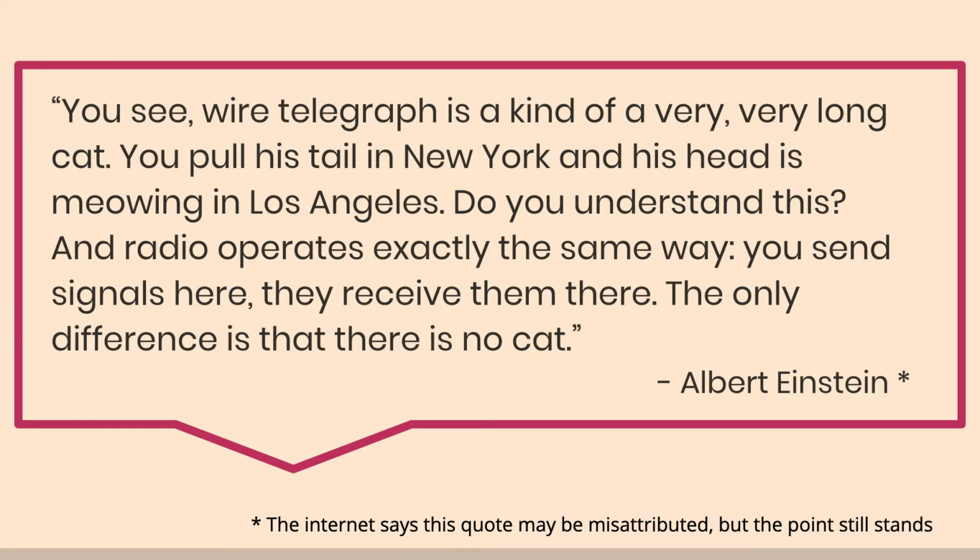And other people use analogies too. It's funny, I found this quote attributed to Albert Einstein, and then the internet disputes whether he actually said it. So someone who might be Albert Einstein might have said, a wire telegraph is kind of like a very, very long cat. You pull his tail in New York and his head is meowing in Los Angeles. Radio is just like that. When you send signals here, they receive them there. There's just no cat. How do you explain radio to someone who doesn't understand how radio works?